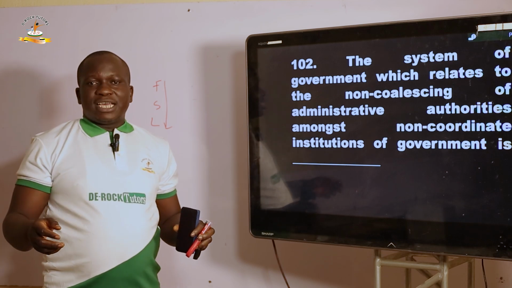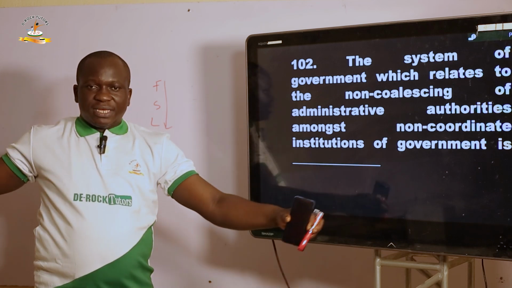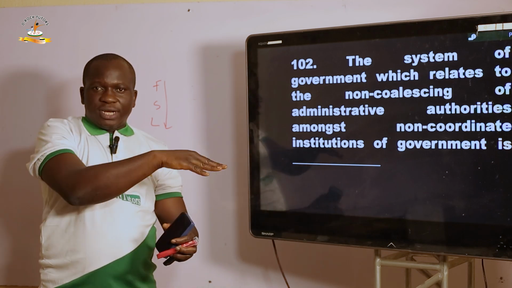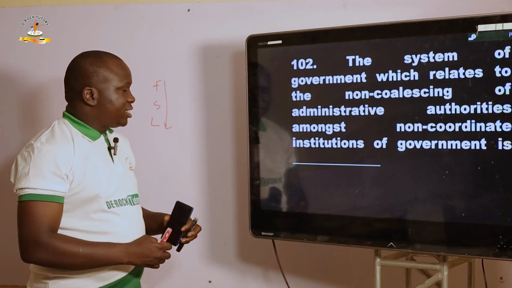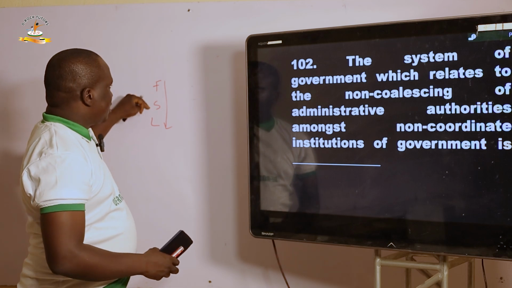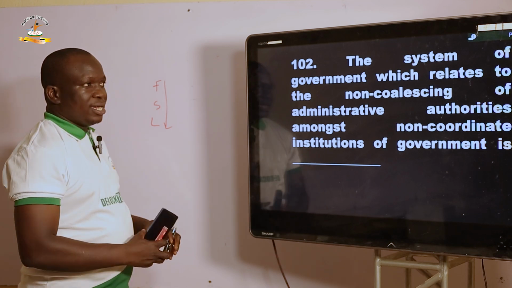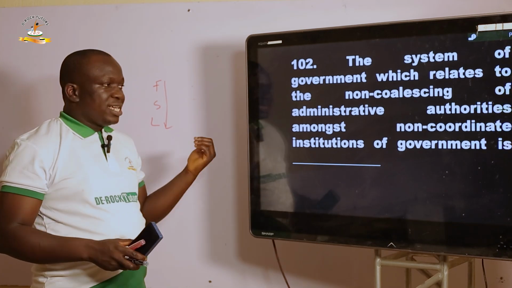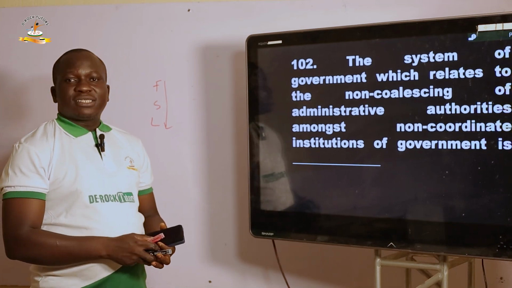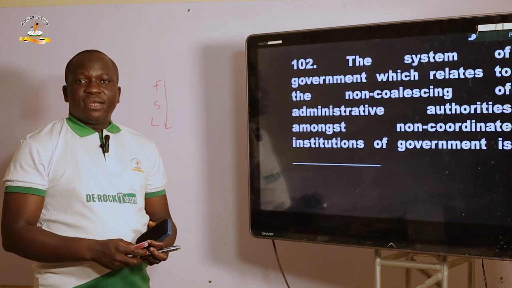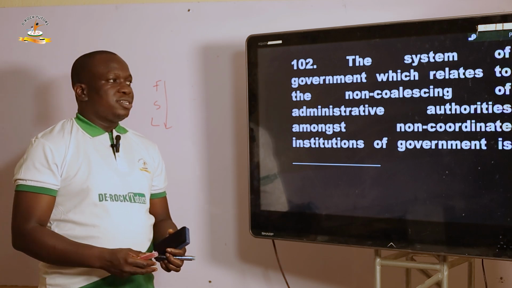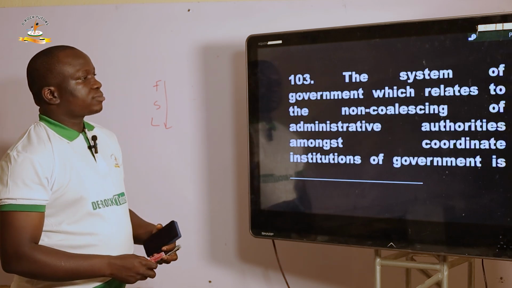Like I said the other time, coordinate refers to arms of government: legislature, executive, judiciary. They are at coordinate, equal level. But non-coordinate, they are the tiers of government. That is, one is greater than the other. So how do we share and divide powers amongst the tiers of government? The correct answer is federalism. Federalism, or you could say division of powers. Now to the next question.